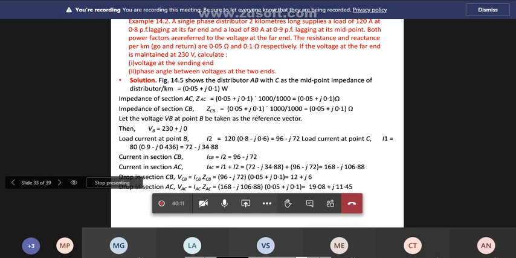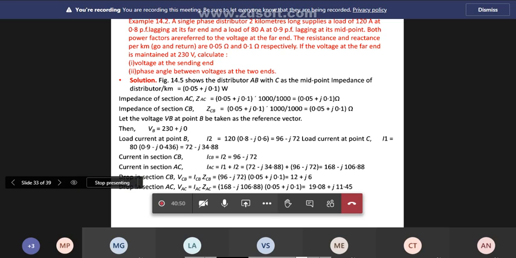Now current at section CB, ICB, is nothing but I2, that is 96 minus j 72. IAC is nothing but I1 plus I2, 96 minus j 72 plus 72 minus j 34.88, so the total value is this one. Having the impedance and current at each section, now find the voltage drops. VCB is ICB into ZCB, value is this one. VAC is IAC into ZAC, value is this one.